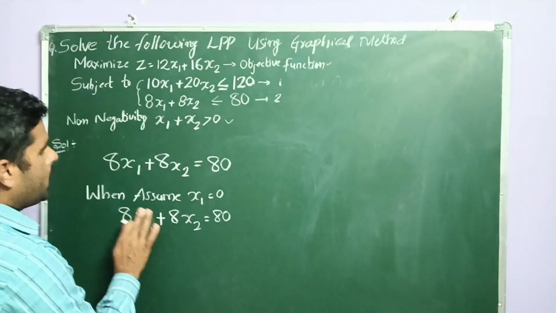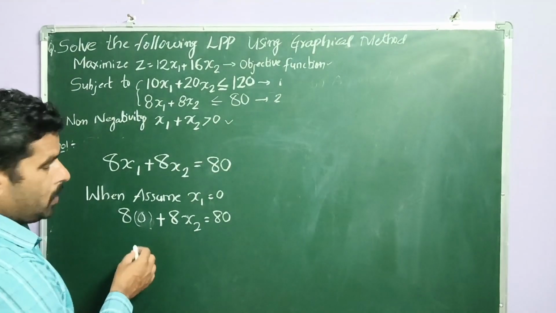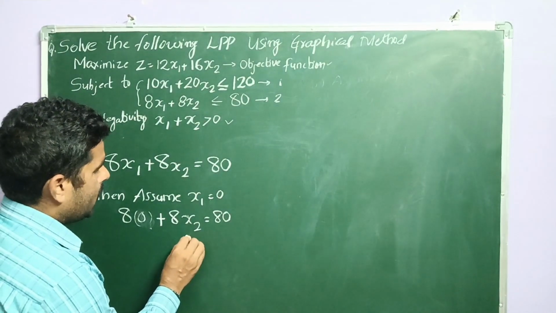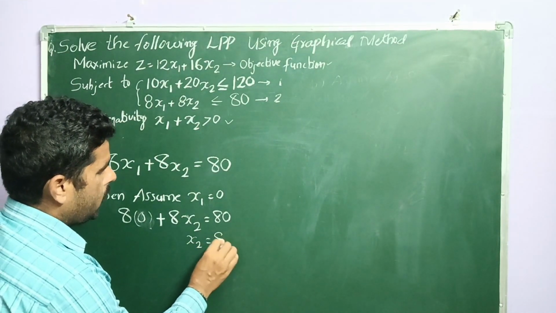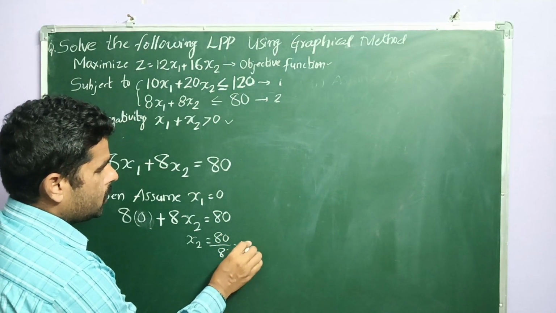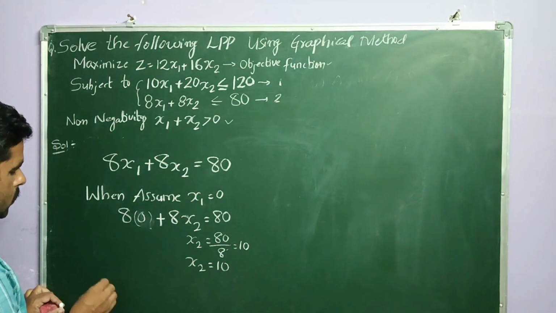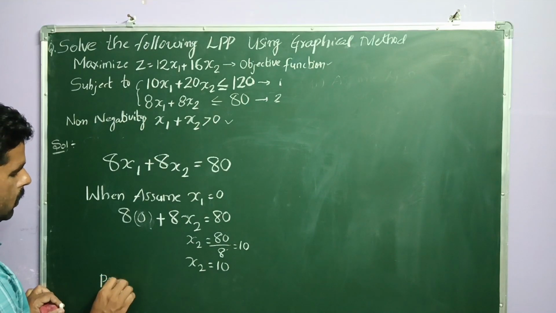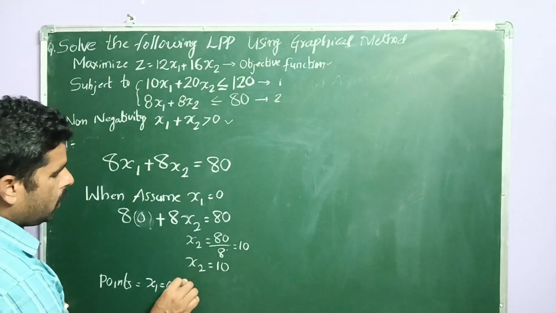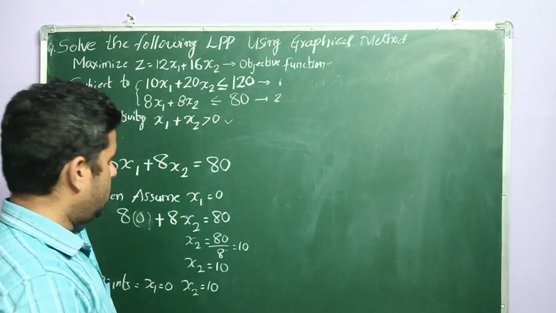Here in the place of x1 I will write 0. So 8 into 0, 8 zeros are 0. So x2 is equal to 80 by 8. 8 tens are 80, so x2 is equal to 10. So I will write the points. We got the values: x1 value is 0 and x2 value is 10.